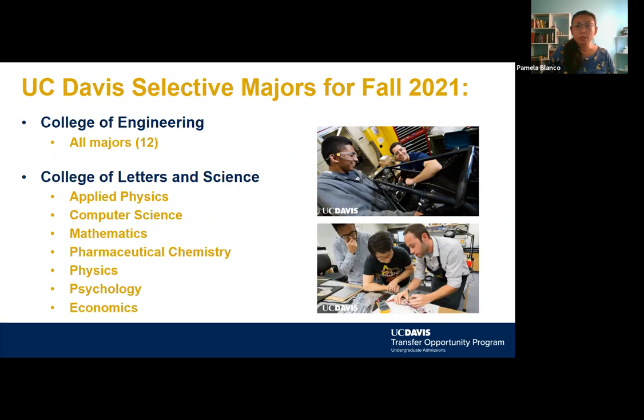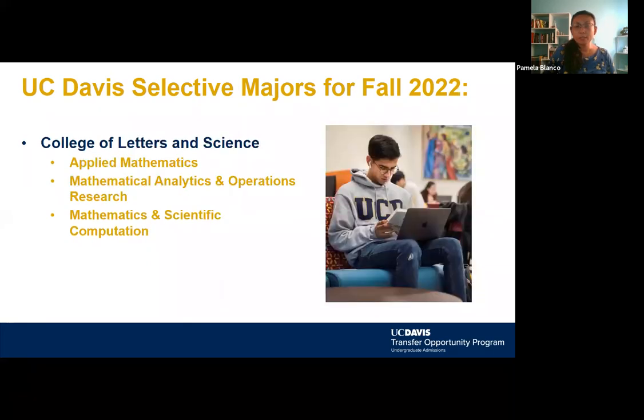For those of you who are not applying this coming fall, but maybe intending to apply for fall of 2022, we're going to have additional selective majors, and those include applied mathematics, mathematical analytics and operations research, and mathematics and scientific computation. If you'd like to see a list of all of our 100+ majors, you can visit our website at ucdavis.edu/majors. And you'll see that in the chat in just a few minutes. Oh, there you go.